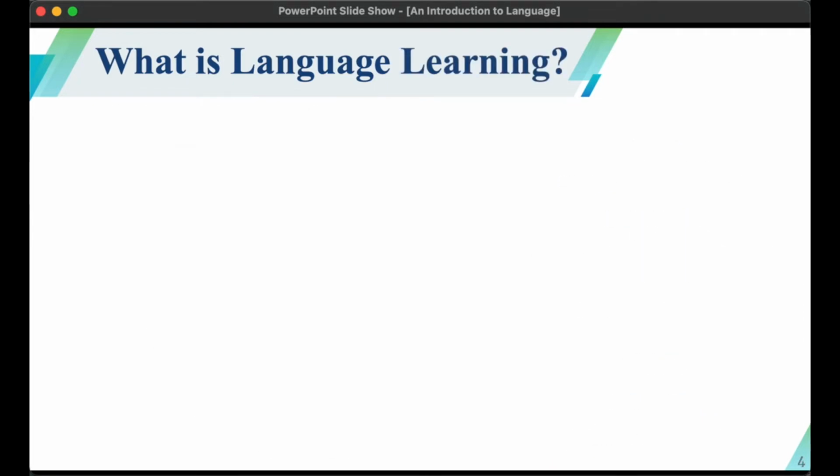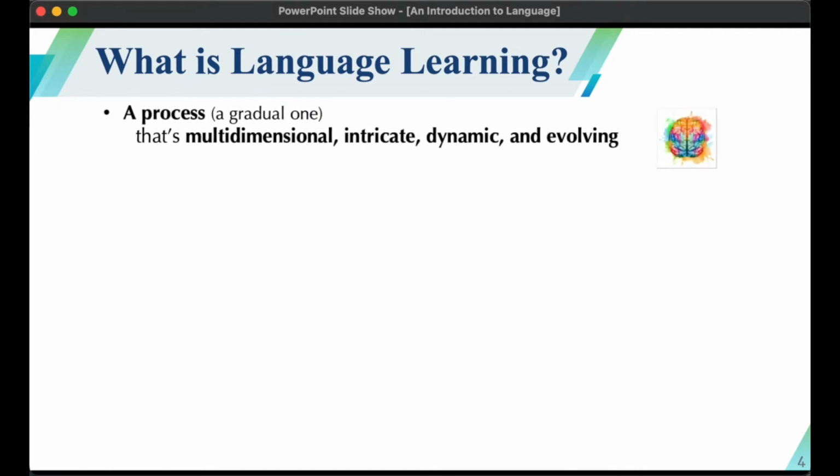Now that we've discussed what language is, what about language learning? As with language, it's not an object, fixed and unchanging. Learning is a process, and a gradual one at that. A process that's multidimensional, intricate, dynamic, and evolving.